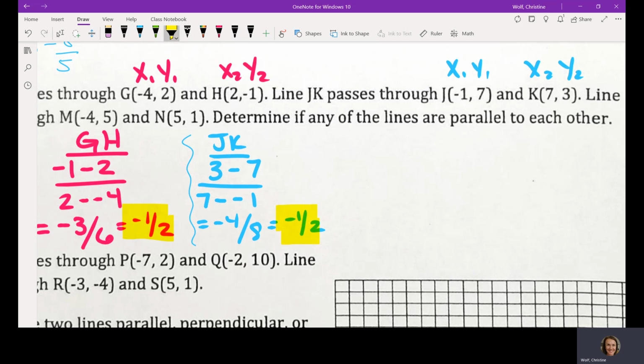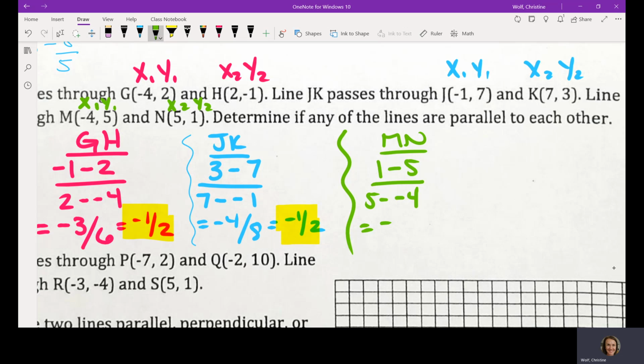Those two will be parallel, but there's a third one it wants us to check, which I will do in green. So now I'm on M and N. So there's x1, y1, x2, y2, and I plug into the formula. So it would be 1 take away 5 divided by 5 minus -4. That would simplify to -4 over, the bottom becomes 5 plus 4, which is 9. -4 over 9 cannot be reduced. So we have established that the first two are parallel, but MN is not.